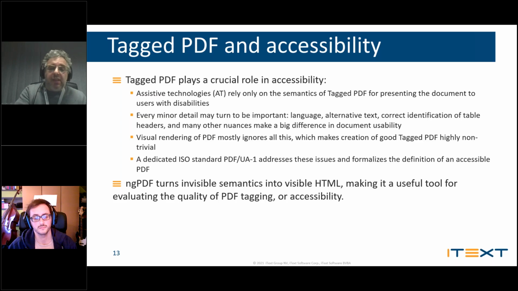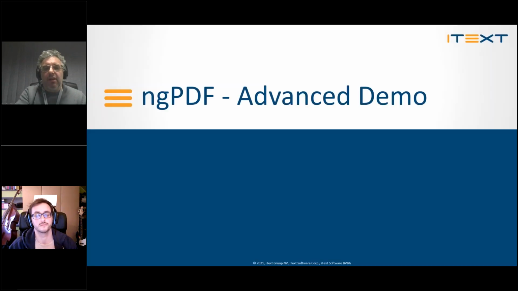So what ngPDF does, it actually turns this invisible semantics into visible HTML or a visible semantic tree. So it's actually an excellent tool for evaluating at a single glance the quality of PDF tagging. So if HTML comes out as rubbish from a tagged PDF, this means that something is not good in the semantic tree of the original PDF.